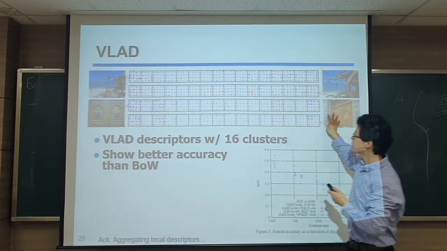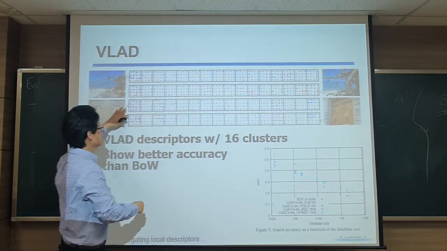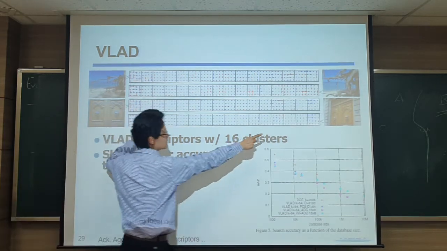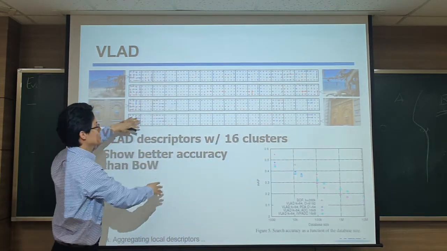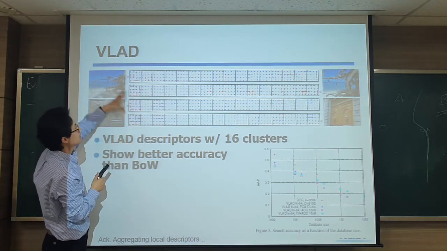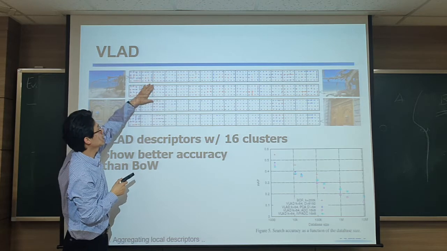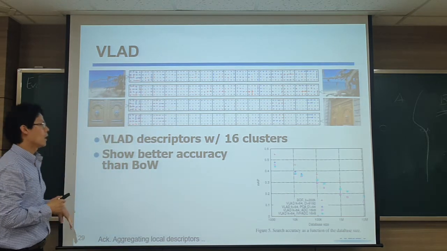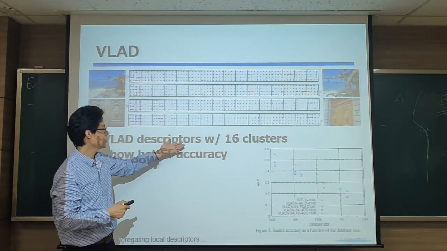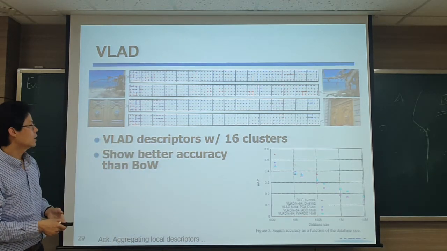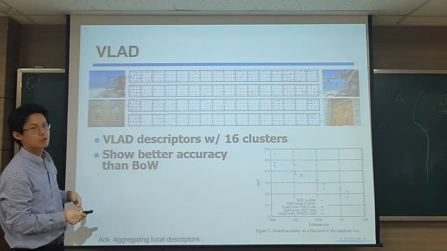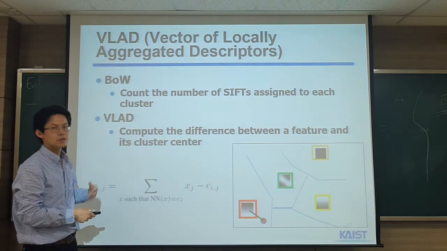This image, this VLAD feature coming from there, this feature coming from that image. You can see that they are also similar to each other. I know it's very difficult to see, but for different images, you can see that these feature shapes vary. Typically, in this case, the VLAD descriptor used 16 clusters. And it has been shown that VLAD gives better results than the BoW visual words. Basically VLAD encodes more information than the BoW visual words.